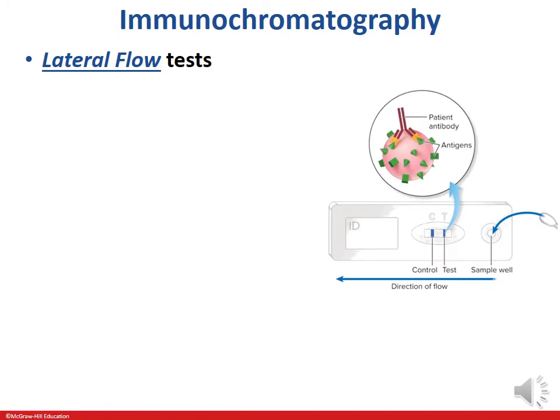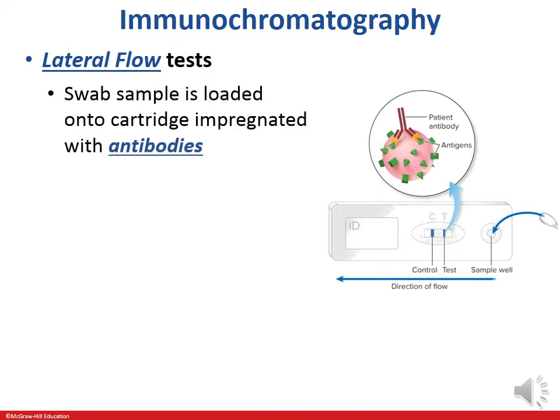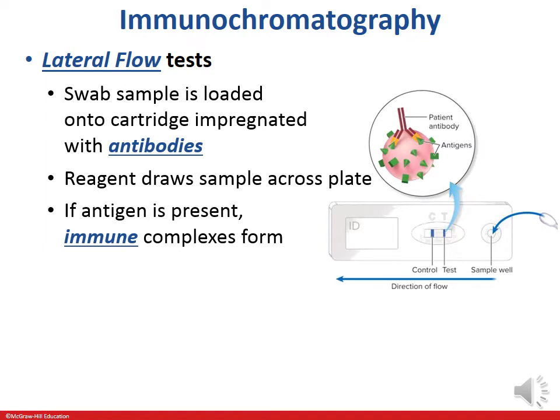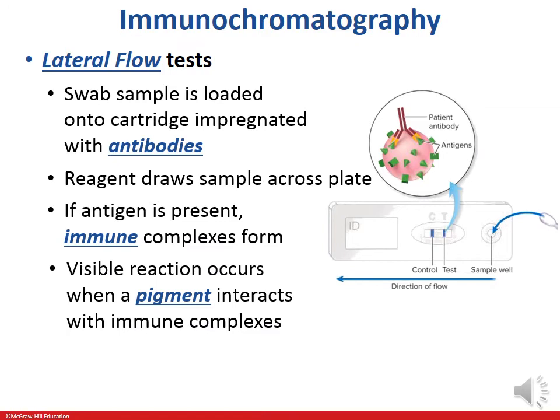So another type of immunological test uses pigments, and it's called immunochromatography. The most common one is what we call the lateral flow test, and this is where a little plastic cartridge has been impregnated with the antibodies that match the antigen in question. And then the sample is loaded, a reagent is applied, and the fluid will then draw through capillary action, will draw that sample across the antibody and the pigment. And so if the antigen is present, then an immune complex will form, which is just an antibody-antigen binding, and a visible reaction will happen when that pigment interacts with those immune complexes.